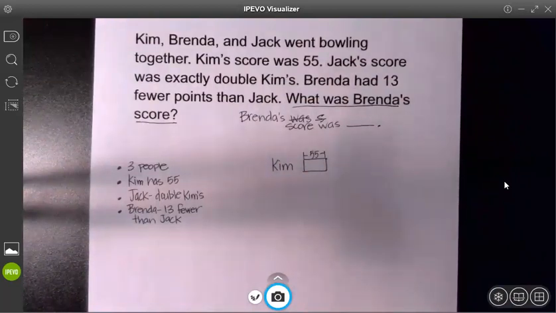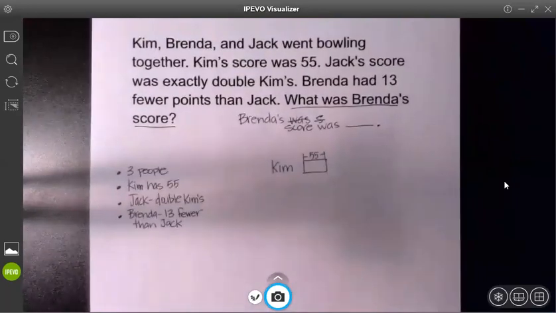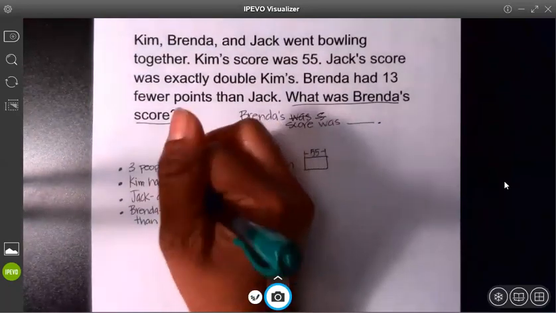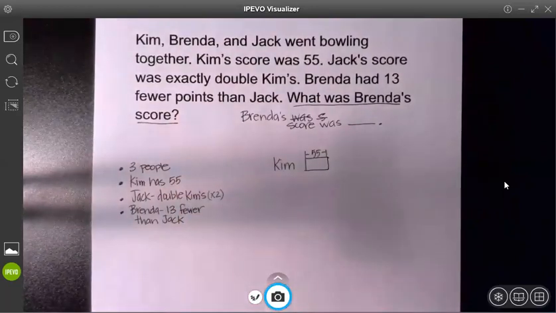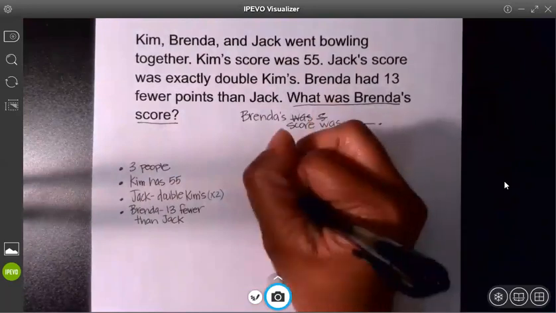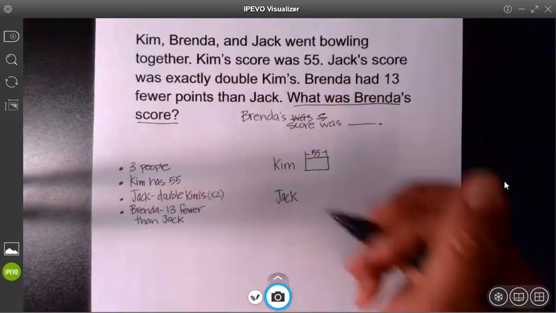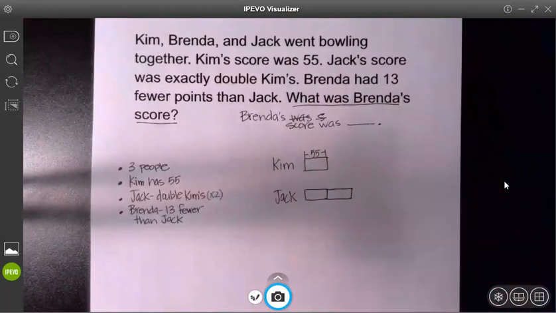So let's go to our next bar. Our next bar is Jack. So it says Jack double Kim's. So the word double means what? The double means times 2. That's what it means in math. So I know that double means times 2. So for Jack's bar, I'm going to have to actually have 2 units, right? Because it says times 2. So I will do 2 units for Jack.